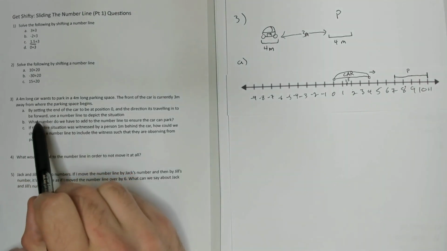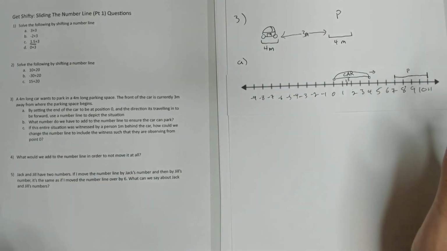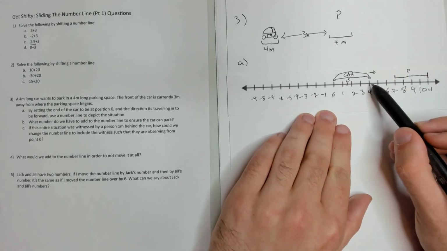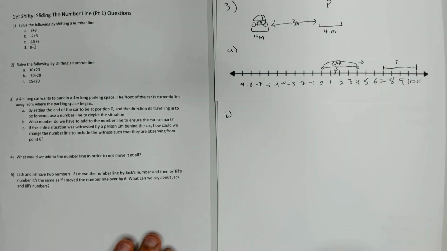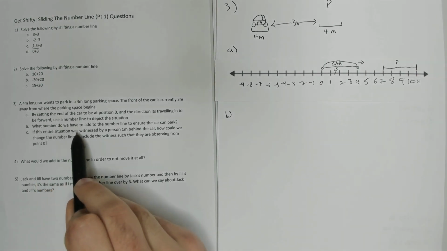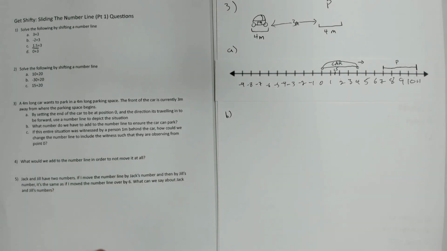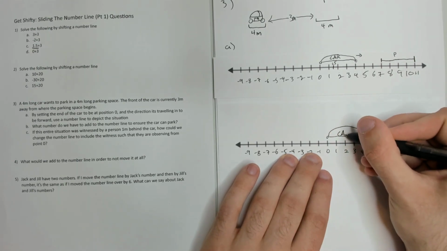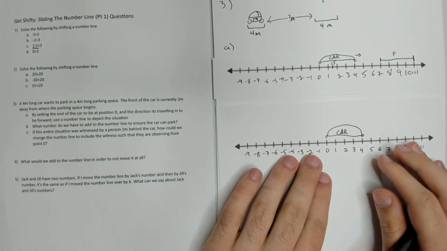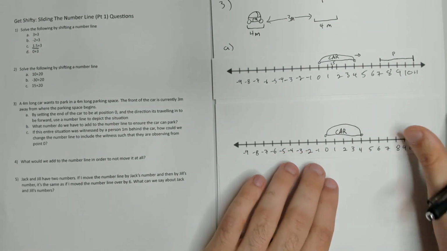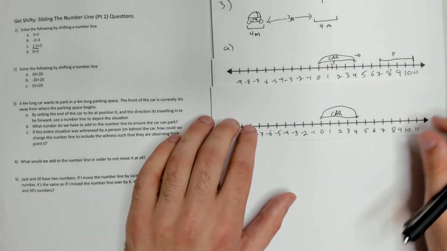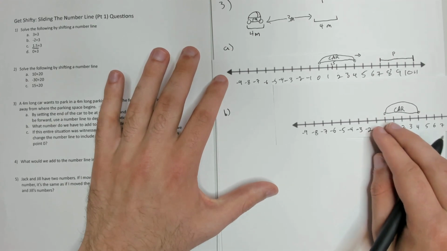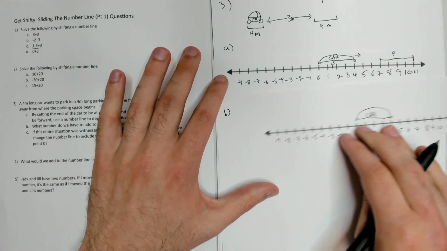All right, so that was part A. We completely depicted the setup here. We have a car that's 4 meters long, starts at 0, a parking space 4 meters long, and it's 3 meters away from where the car is. So part B says, what number do we have to add to the number line to ensure the car can park? And since our car is going to be what's moving, I'm going to draw the car on the number line. All right, so we know our car is 4 meters long. And now what we want to think of is, okay, how do we get the car into the parking space? Well, the car is going to need to move over like that, right? So it'll fit into the parking space.